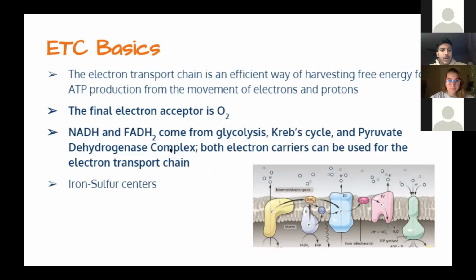And then you'll have iron sulfur centers. Iron sulfur centers basically have a coordination complex, accepting one electron at a time. They're typically seen in all the complexes, and they literally just accept and donate electrons. They just keep the flow running for the electron transport chain.